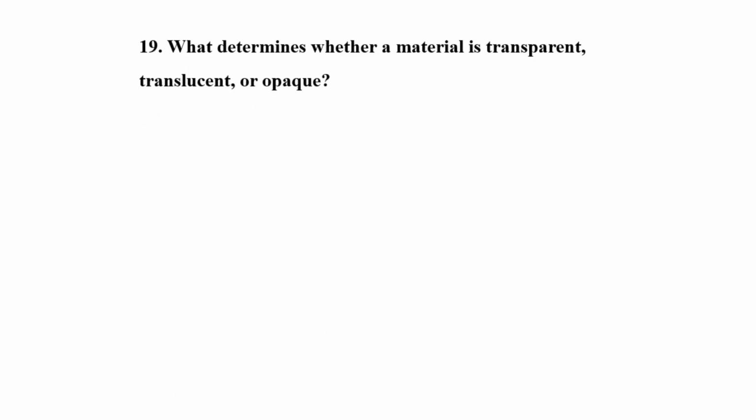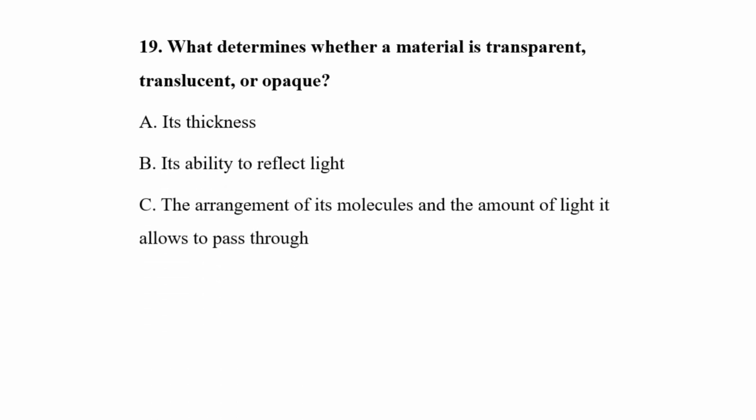Question number 19. What determines whether a material is transparent, translucent, or opaque? A. Its thickness. B. Its ability to reflect light. C. The arrangement of its molecules and the amount of light it allows to pass through. D. Its temperature.